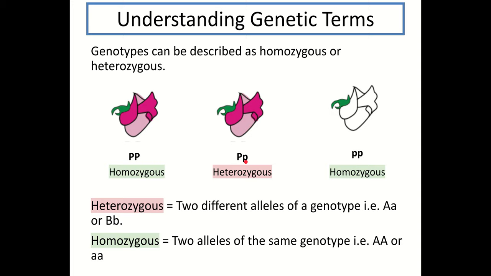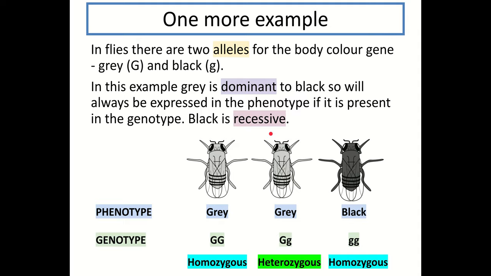Now that's a lot of information and a lot of new terms and definitions. So let's have a look at one more different example of these terms in action. So now we're moving away from pea plant flowers and we're going to look at flies instead. In flies, there are two alleles or forms of the gene for body colour: grey, which is big G, and black, which is little g.